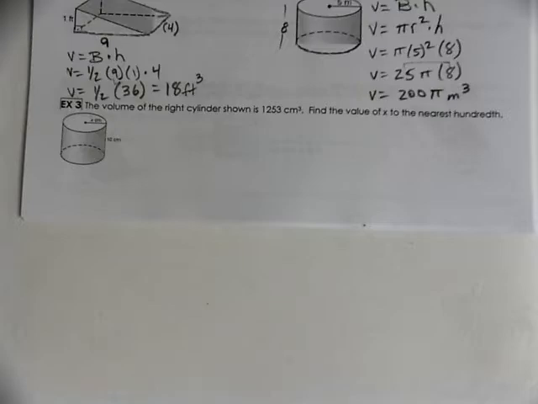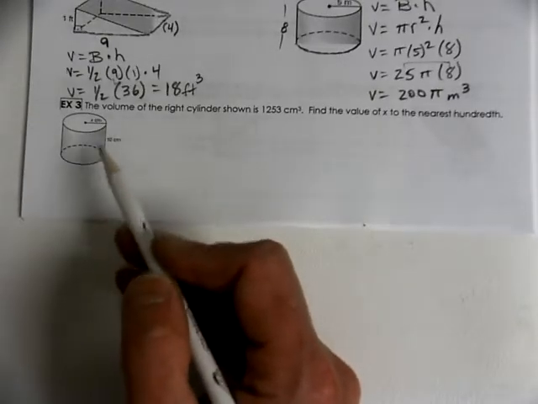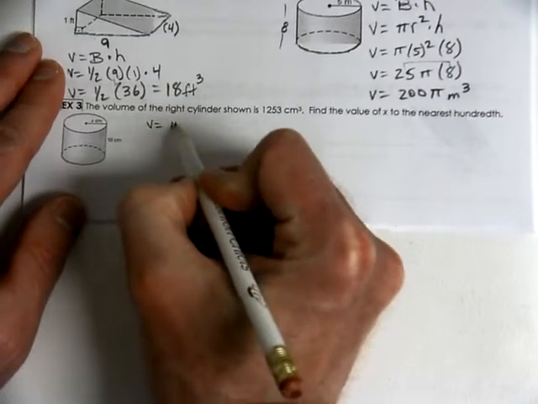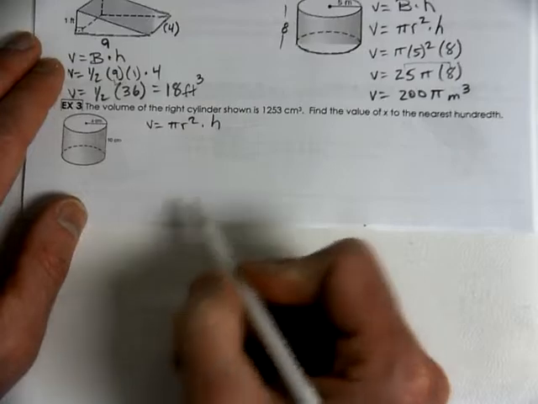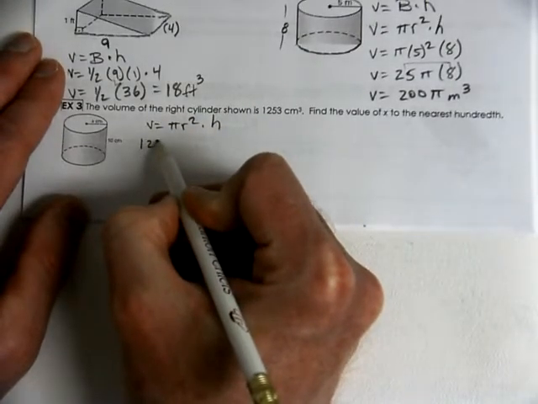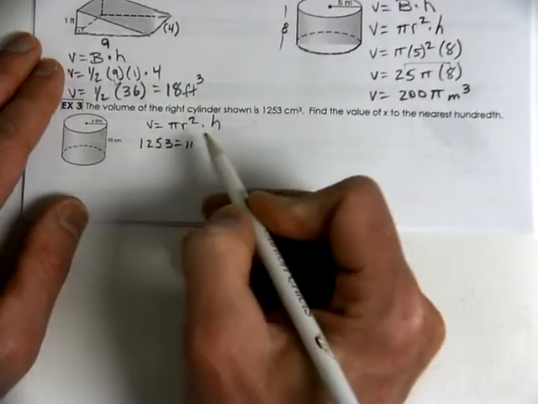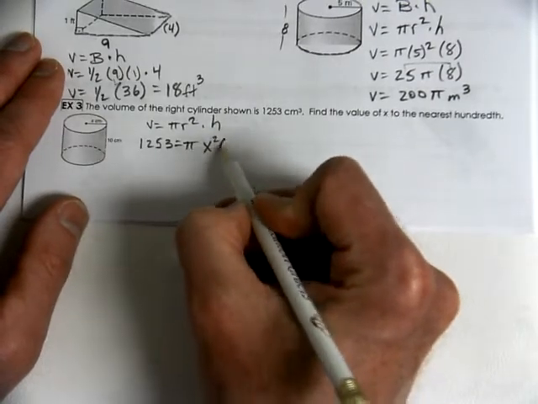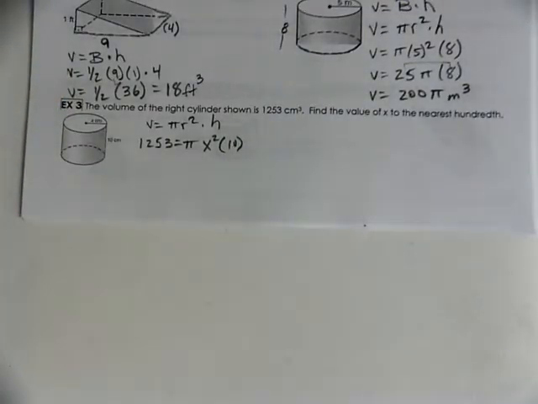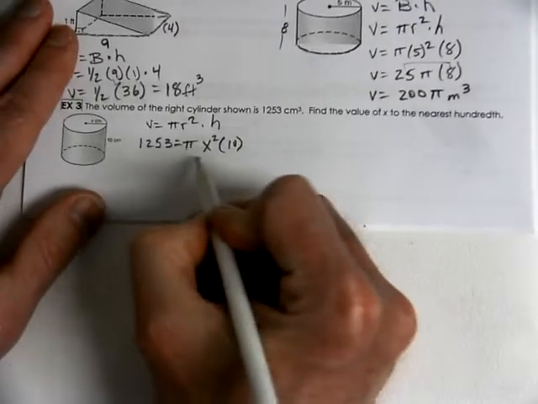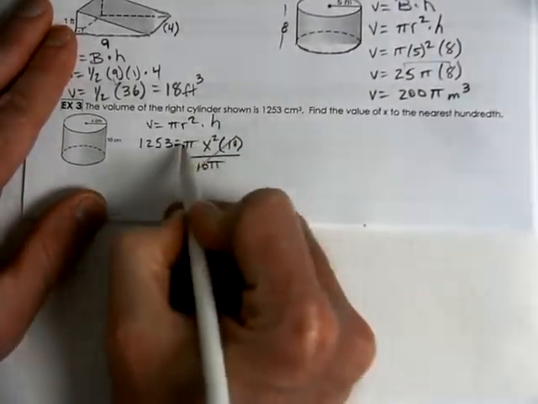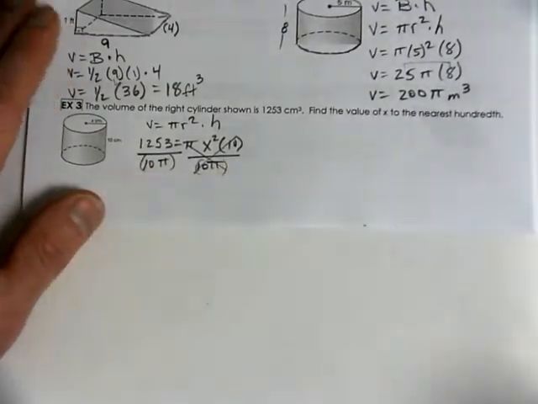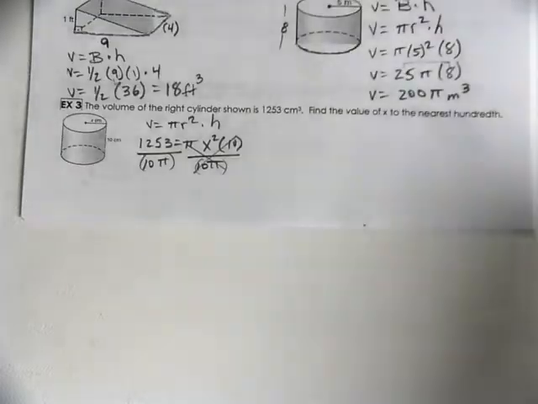The volume of the right cylinder. This is a right cylinder because it stands up straight. It's not slanted. And we know a cylinder is always going to be pi r squared times the height. If the volume is 1,253, we don't know what the radius is, so that's just x squared, but the height is 10. So I'm going to divide by 10 pi. That would cross the 10s out. That would cross the pi's out. I'm also going to divide by 10 pi here. You must have parentheses around them. People had troubles with that on the past quiz.